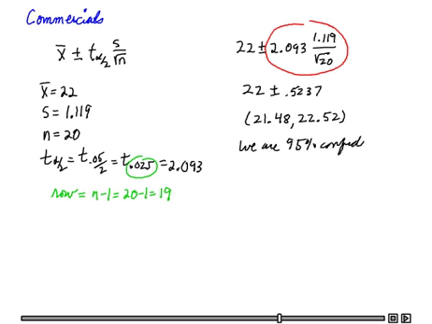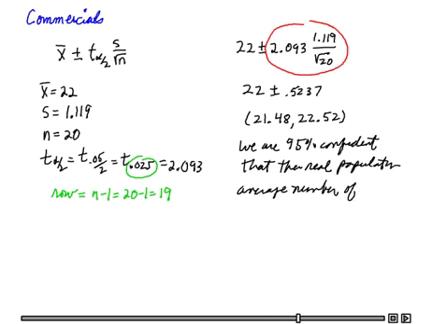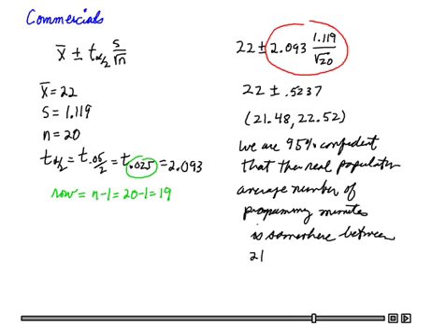And I could say we are 95% confident that the real population average number of programming minutes is somewhere between 21.48 minutes and 22.52 minutes.